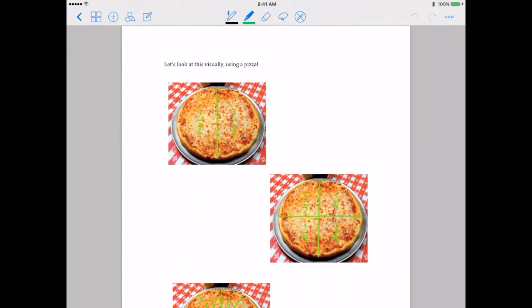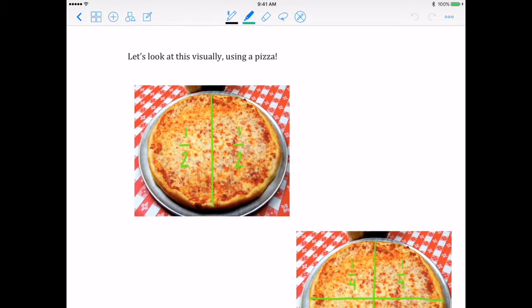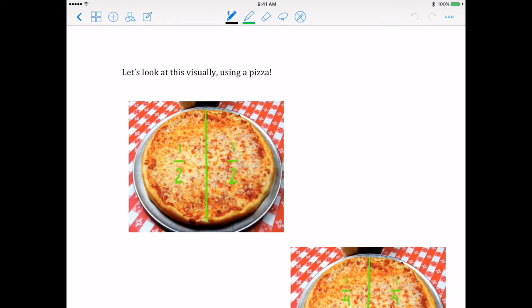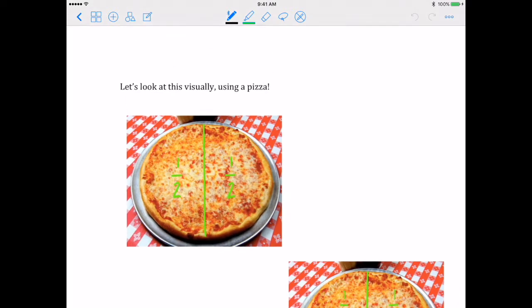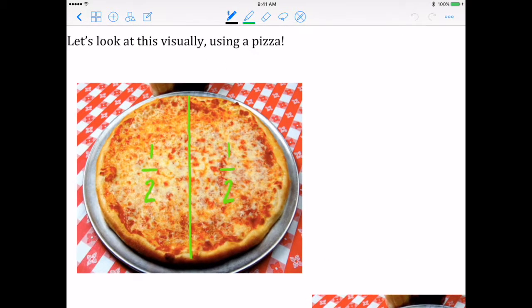All right, so let's take a look at this visually, using pizza, of course. So as you can see, my first pizza is divided in half. So I had a whole pizza, I had one whole pizza right here. And I divided it into 2 halves. So my 2 halves equal 1 whole pizza.